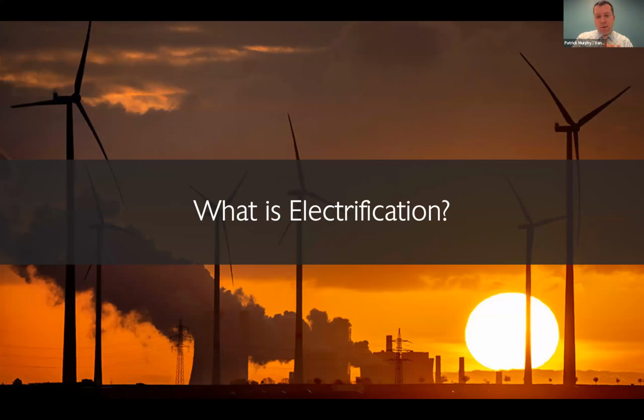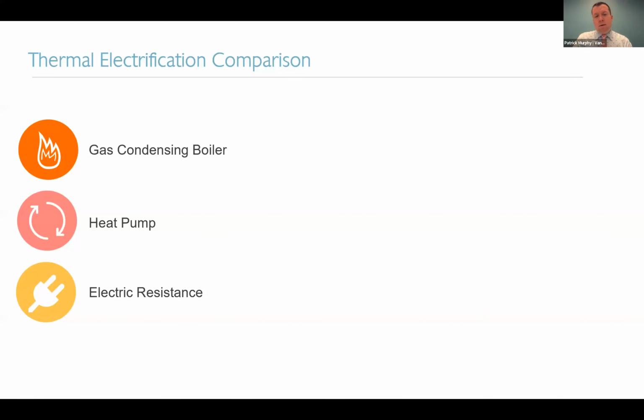So let me define what I mean by that. I'm going to compare three very basic technology concepts and show you head to head what we do and don't mean. The first is a gas condensing boiler. That's the traditional approach, in the last, say, 15 years, to gas heating for hydraulic systems and buildings. Then we have heat pumps, and that's an umbrella term, which I'll unpack a little bit later. And then the last is electric resistance.